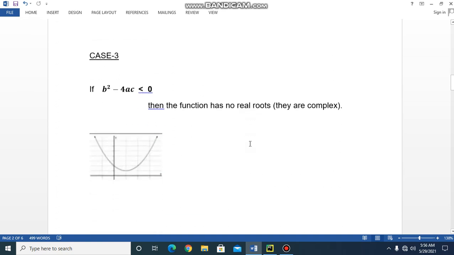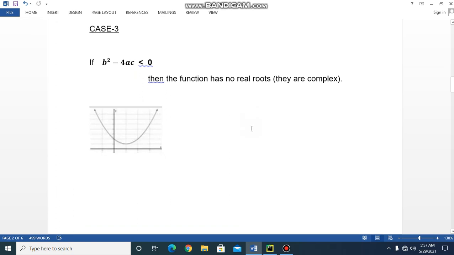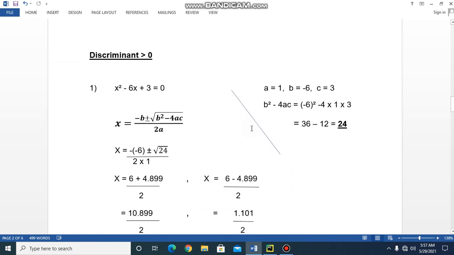Now the third case is when the discriminant is less than 0. In this case, the roots are not real, they are complex, and the graph will not intersect the x-axis. So here this graph is not intersecting the x-axis. Now we will see some examples.